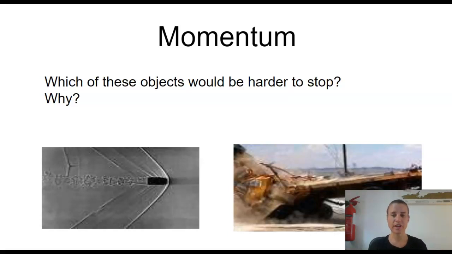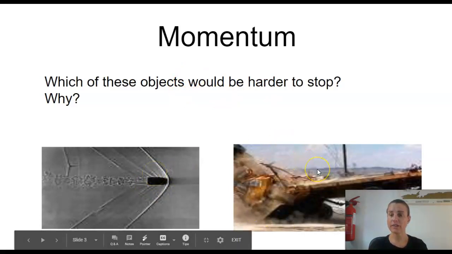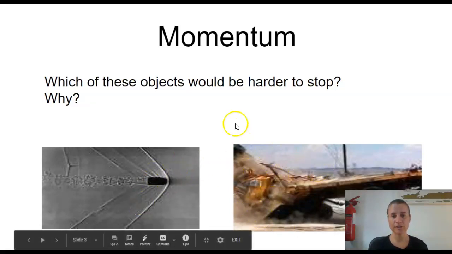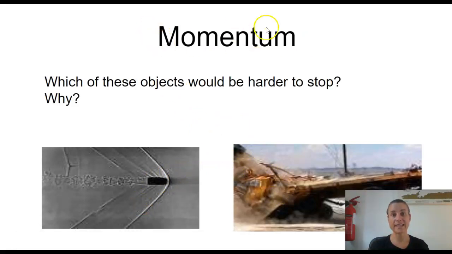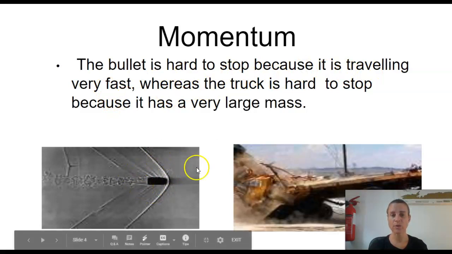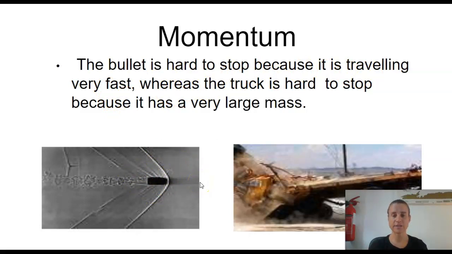Because their properties are very different. The bullet has a very, very small mass. The truck has a very, very large mass. But either of them could do a lot of damage to you. So what is it about them that gives them more of this, which is momentum? Well, the bullet is hard to stop because it's traveling very, very fast. Even though its mass is small, it's traveling at a very fast velocity.